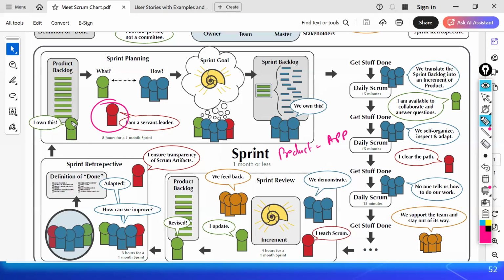Because the product owner, the green guy here, is responsible for the overall development of the application. About the process, how we're gonna do it, all that, if you need to ask, you have the Scrum Master for that. You see here, during the daily Scrum, every day, you're just clearing the path, reviewing each sprint here also, ensuring transparency.